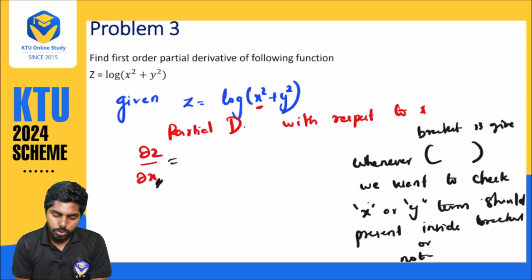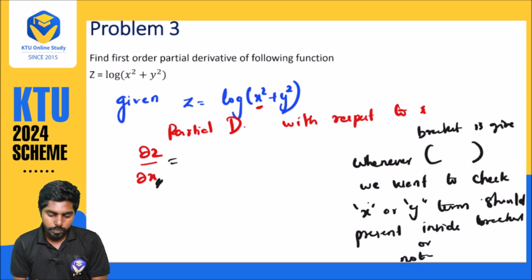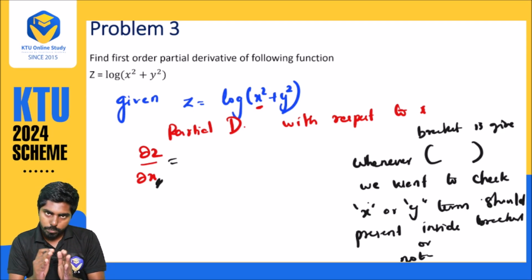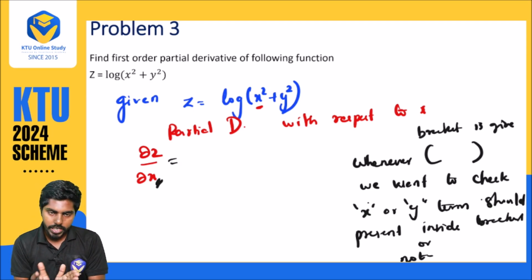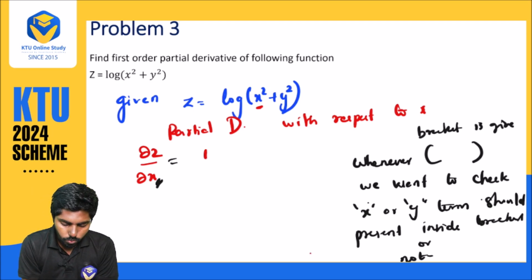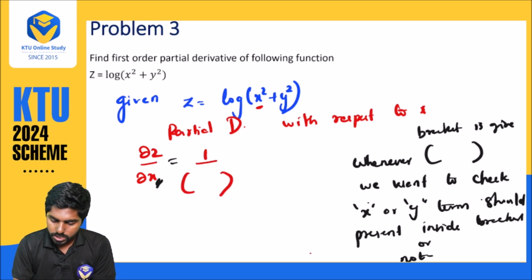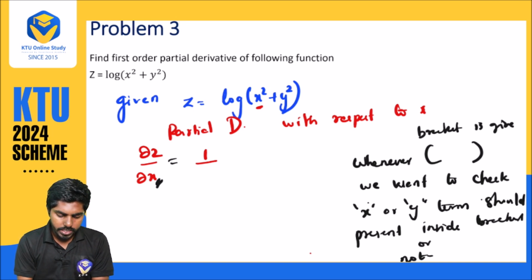So what we can do is take the partial derivative with respect to x. How can we do it? First, complete the bracket, then inside the bracket. So first, completing the bracket. How? Partial derivative dou z by dou x. First, what is the differentiation of log? Log is nothing but 1 by that bracket. What is inside the bracket? Inside the bracket is nothing but x square plus y square.